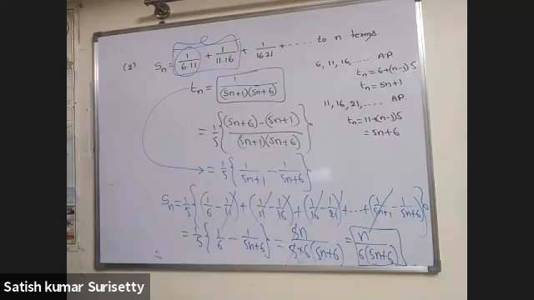Sir, then 6n would be n upon 5n plus 6. So if you calculate 6 into Sn, that will be n upon 5n plus 6.